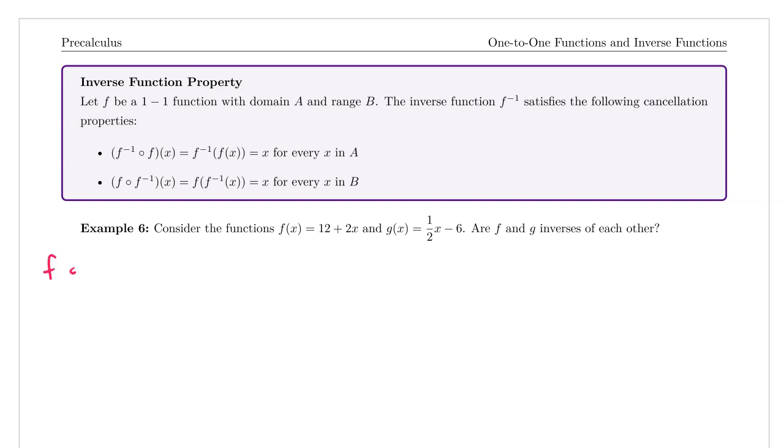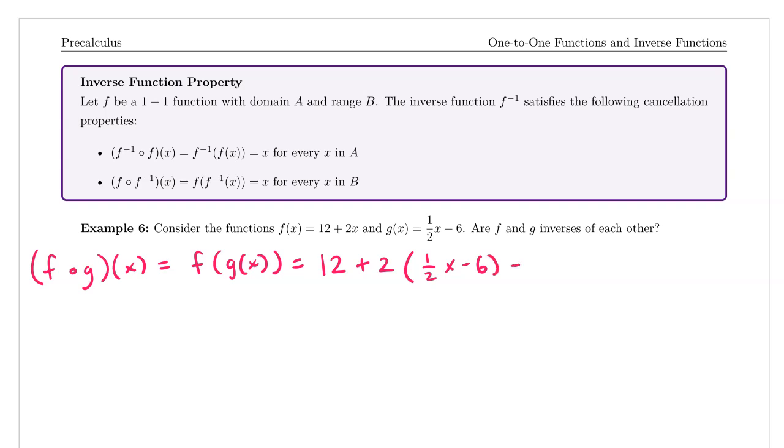If I do f composed with g of x, that is equal to f of g of x. So I'm going to take 12 plus 2, and then instead of x, we're plugging in g of x, so that'd be 1/2 x minus 6. And let's simplify that. I'm going to go ahead and distribute the 2. So that's going to give me 12 plus x minus 12. And if we combine like terms, that ends up equaling x. Let's do it the other way around.